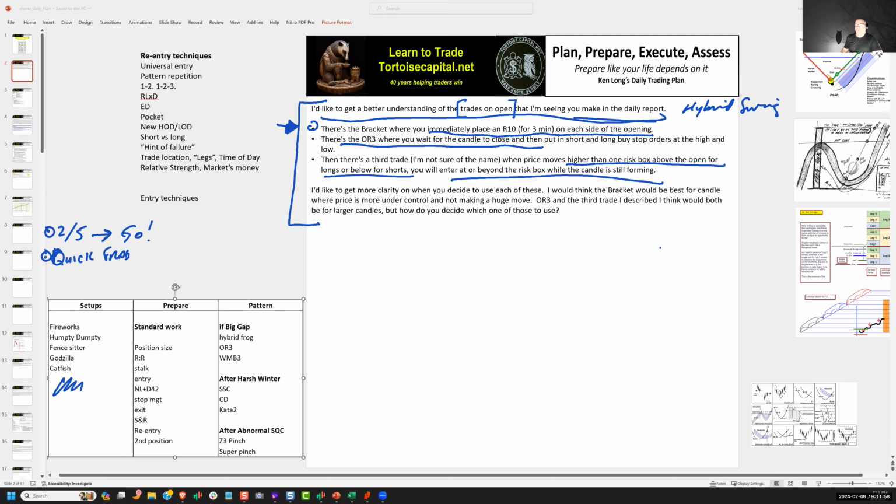Your insight was, I think the bracket would be best for a candle where price is more under control and not making a huge move. OR3 and the third trade would both be for larger candles, but how do you decide which one to use?